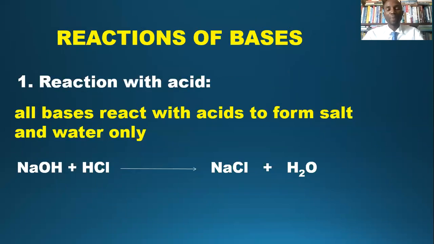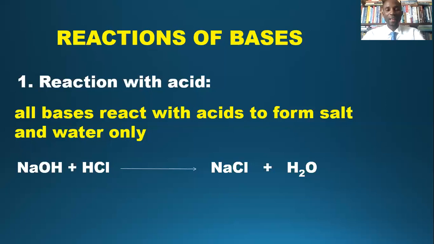What are now the reactions of bases, or chemical properties? Number one is reaction with acid. As we said in our last video that acids react with bases, bases also react with acids to form salt and water only. We call it a neutralization reaction. So when sodium hydroxide, a base, reacts with HCl, an acid, it forms sodium chloride and water only. What will be formed is a substance which has no effect on litmus paper, sodium chloride, which is a normal salt.